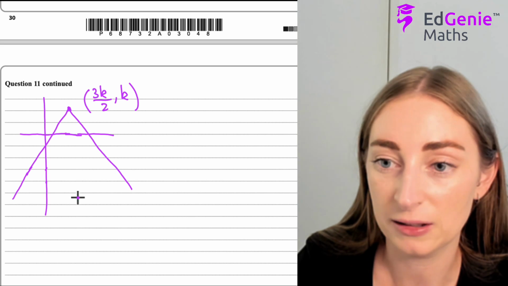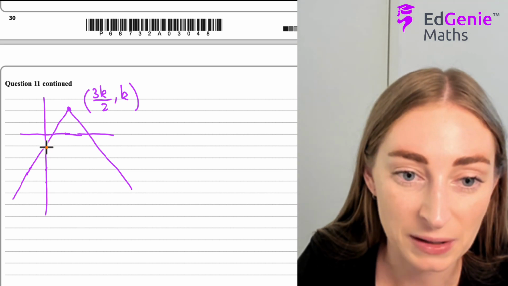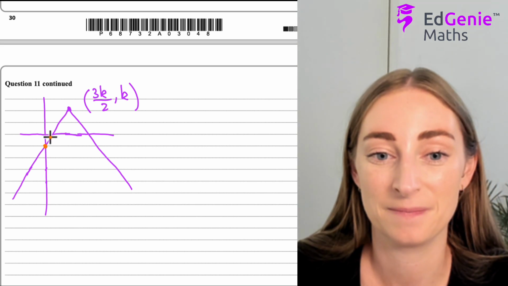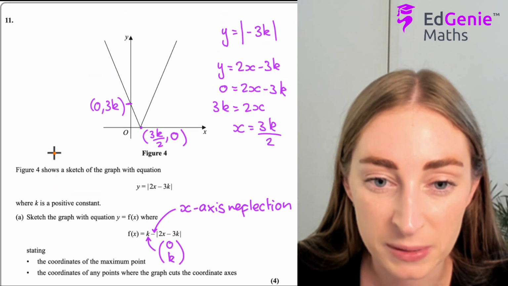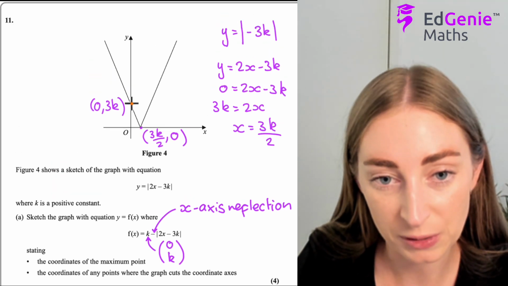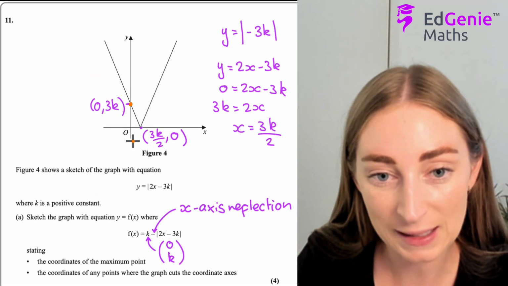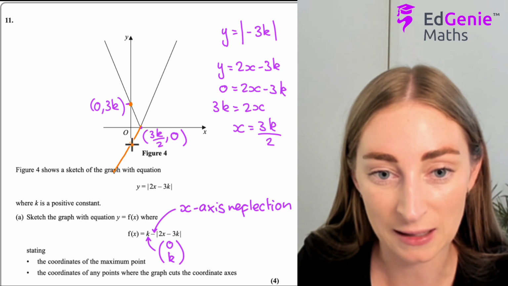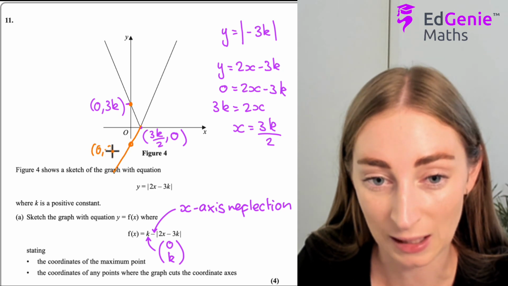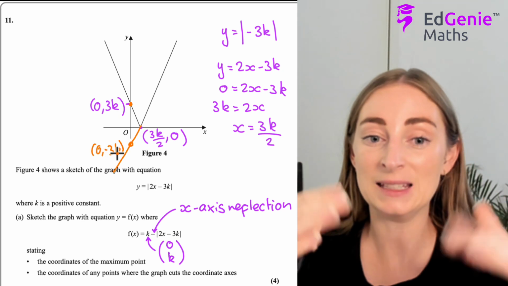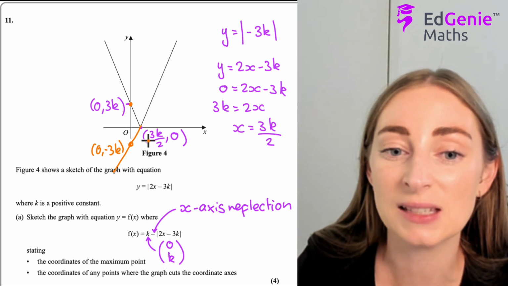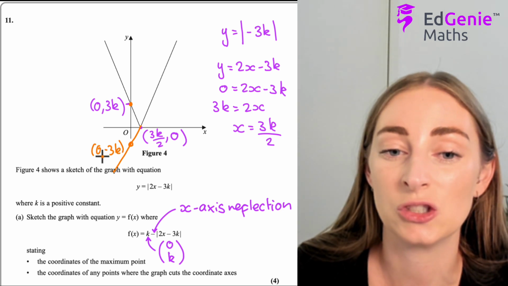Then let's have a look at this coordinate here. Sorry, lots of scrolling up and down. So we were at this coordinate, then we reflected it, and we were down here at 0, minus 3k. And then we translated up by k units, so we're going to be at 0, minus 2k.